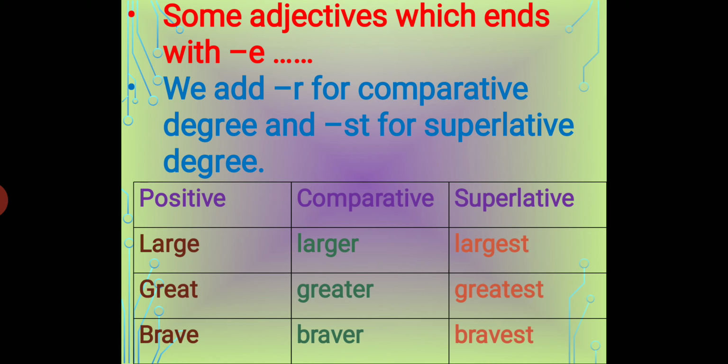Again, brave. What is the last letter? E. So we add only R to make it in a comparative form and only ST to make it in a superlative form. So brave, braver, bravest. Let's read again. Large, larger, largest. Great, greater, greatest. Brave, braver, bravest. This is the second rule, how to form the comparative degree and the superlative degree. Let's move on.